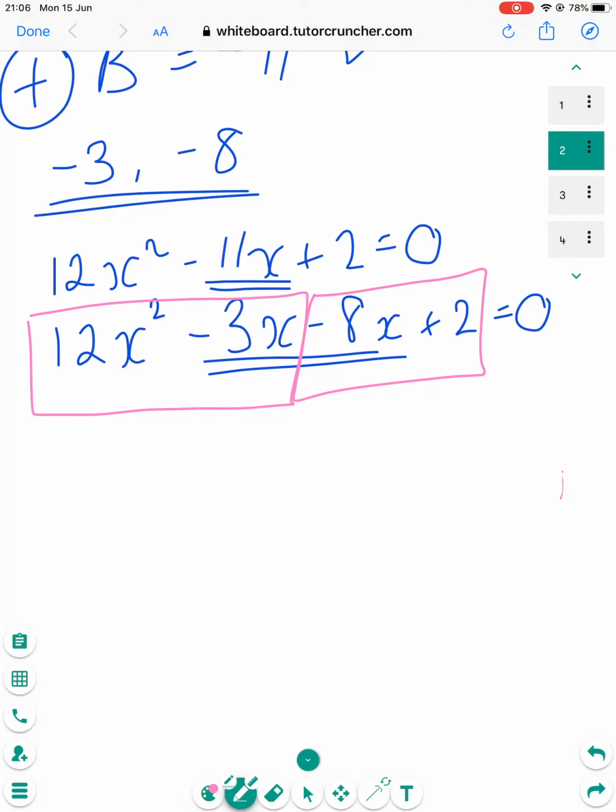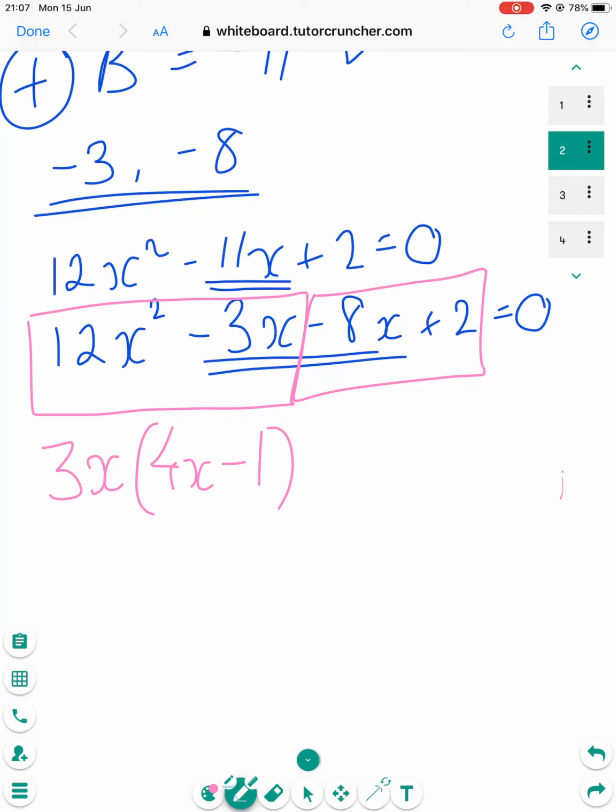So the first group here, 12x squared minus 3x. What are we going to take out? Well, I'm thinking we can take 3x out. If I take 3x out of 12x squared, I'm going to be left with 4x. Okay, and taking that 3x out of minus 3x, I'm going to be left with minus 1.